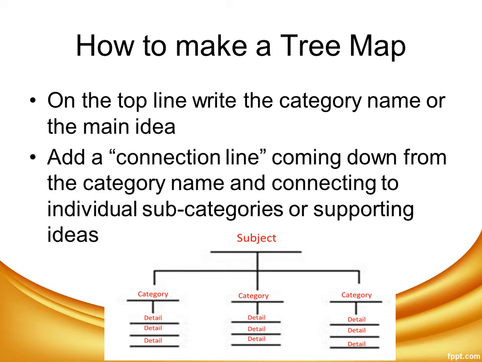On the top line, you would write the main subject, or the main idea that the entire map would be about. Then you add a connection line coming down from the category name and connecting to the individual subcategories or supporting ideas. Underneath each subcategory, you draw a T, think tree map T, and then after that, you'll be writing details underneath.